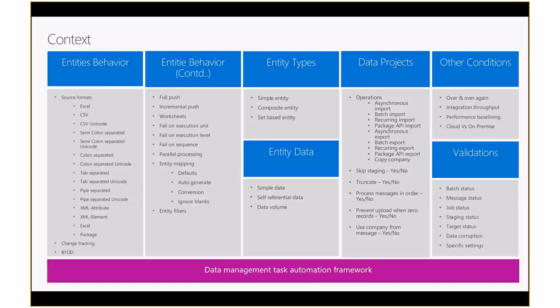And going forward, there are other entity behaviors, like, for example, change tracking. So does change tracking work for your entities? That should be tested under different permutations and combinations again. And does the entity behave well if you want to push the data to your bring your own database flows? Does the entity behave well, again, full push versus incremental push in the context of change tracking?